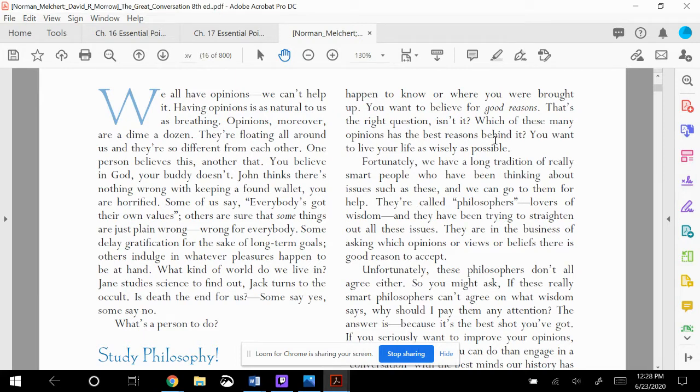What kind of world do we live in? Jane studies science to find out. Jack turns to the occult. Is death the end for us? Some say yes, some say no. What's a person to do? So right there, we're situating the context. Like, why this book? Why this class? Well, think about you in that paragraph. Where do you fit in?